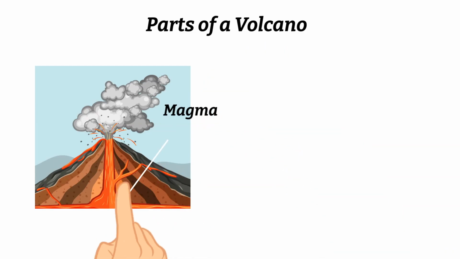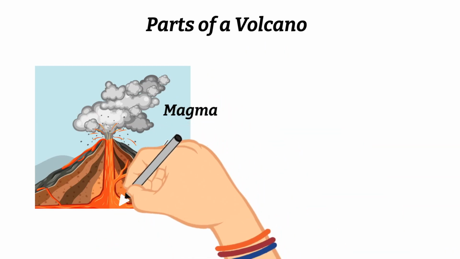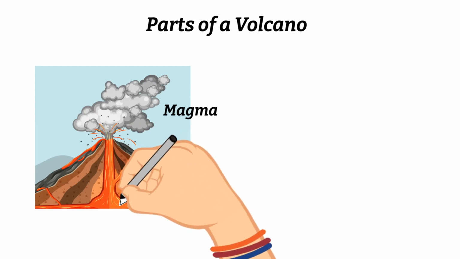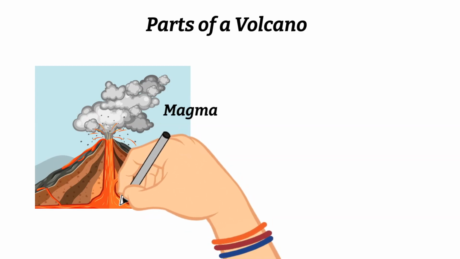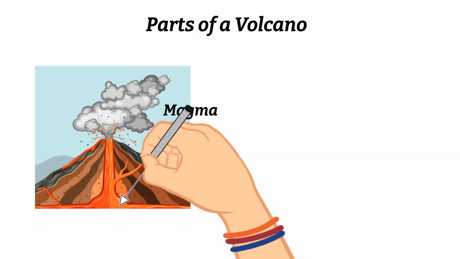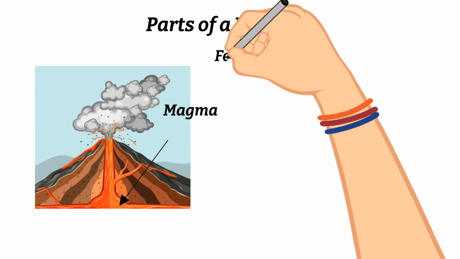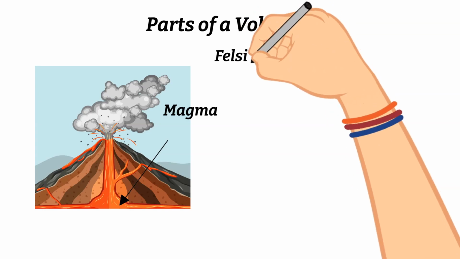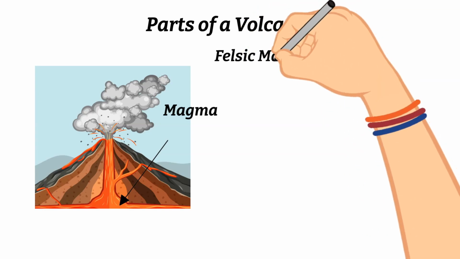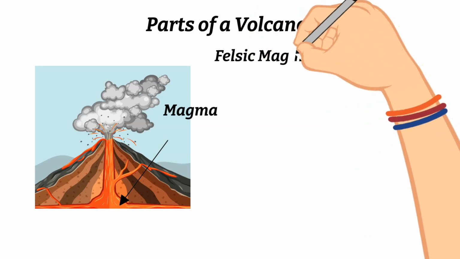Hot magma can rise upward and collect in magma chambers. It's important to note that magma is that melted rock that is under the ground. It is not any type of molten lava that is located above the ground. It is all underneath the ground.